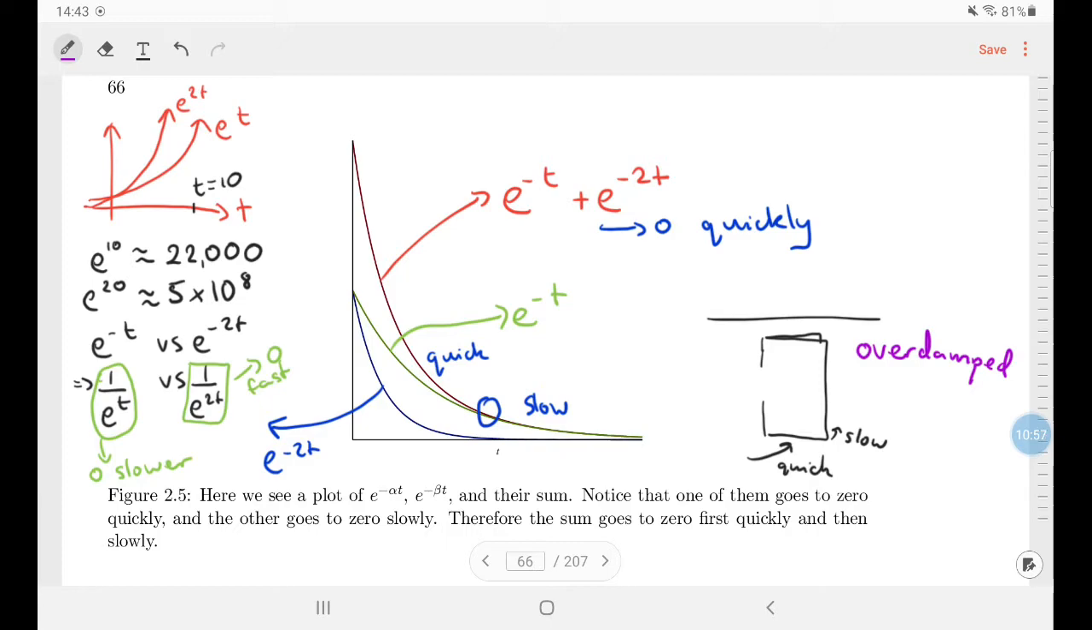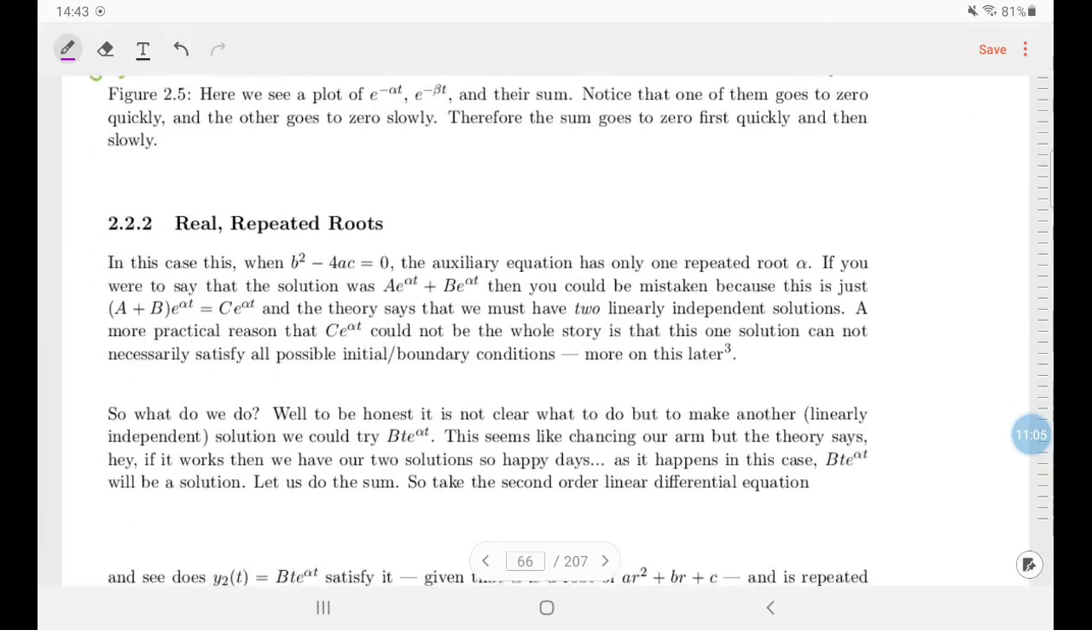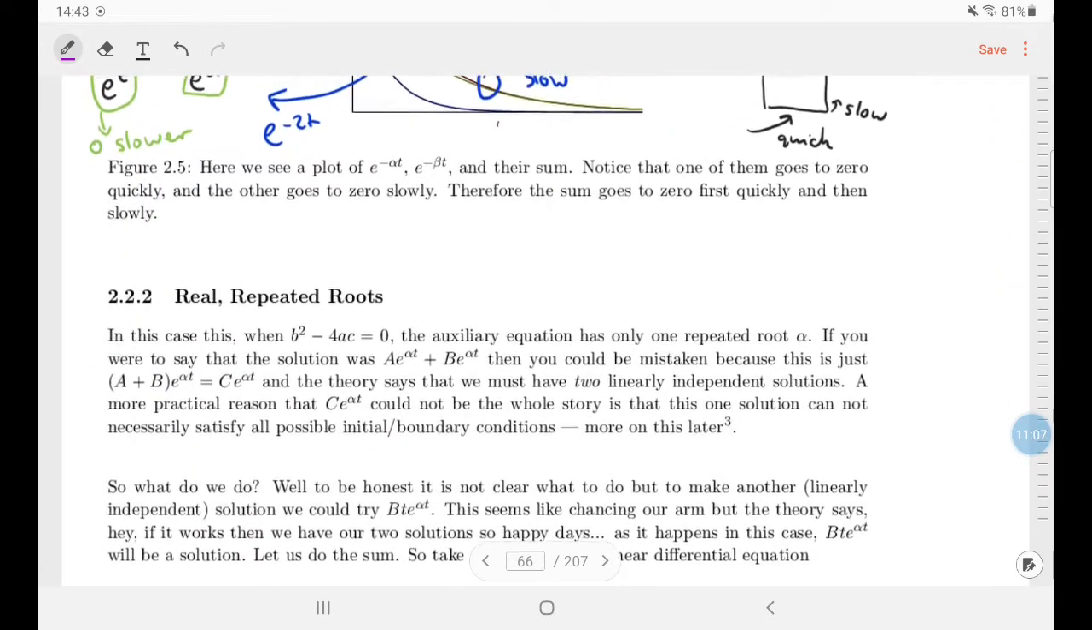Okay, so whenever we see these two exponentials, one of them is going to go to zero quickly and the other one is going to go to zero slowly. We're going to see that later on. Okay, that's the easy case.